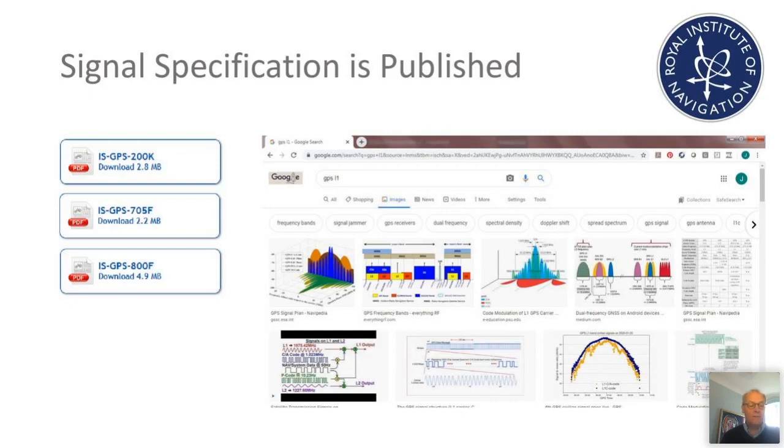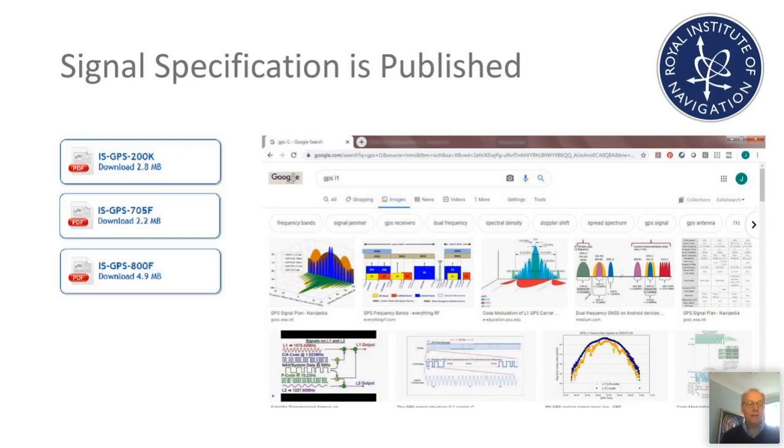But that's not all. The detailed information is published, not just by GPS, as shown here, but by all of the GNSS signals. So you can go on the web and Google any of these 3 on the left. The interface specification for GPS, 200 is the L1 and L2 frequency signals. 700, I think, is L5 frequency, and 800, I think I'm right in saying, is the L1C, so the new civil signal for GPS, which is coming up on the GPS 3 satellites. I think another one was launched very recently.